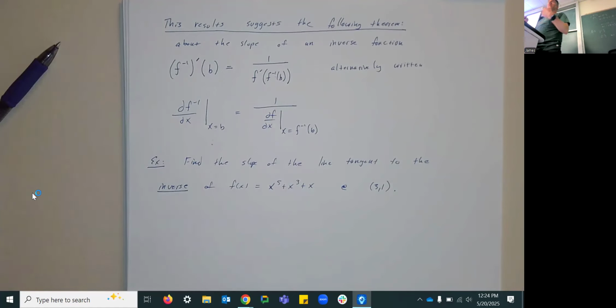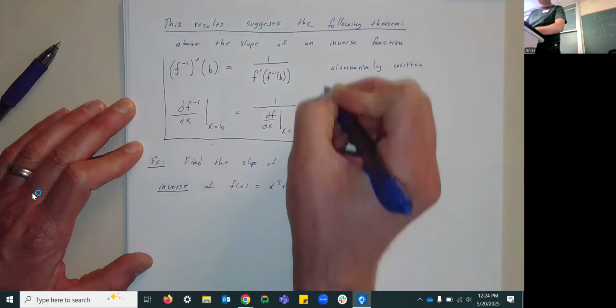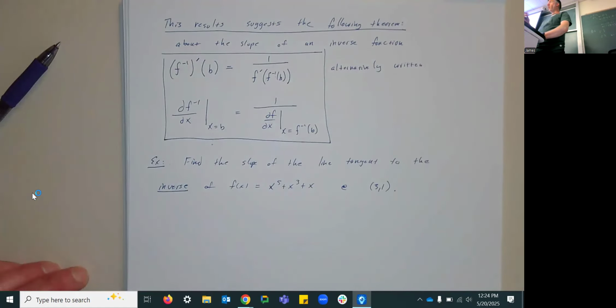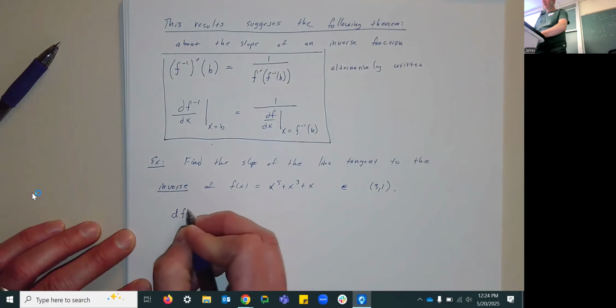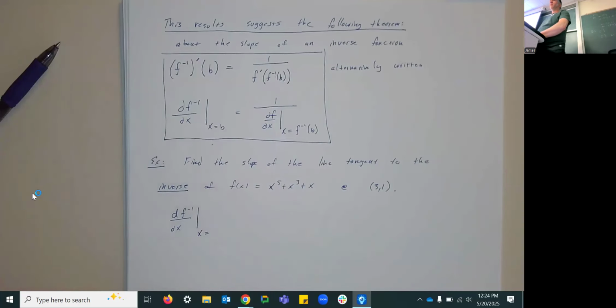But the idea here is to use the inverse function theorem, the inverse derivative theorem. I think that's what it's called. I don't think it really has a good name, to be honest, but this is what we're talking about here. So we're trying to find the derivative of f inverse at x equal to, this is the part that I always struggle with, to be honest. I have to think about this part every time, what I'm going to plug in.